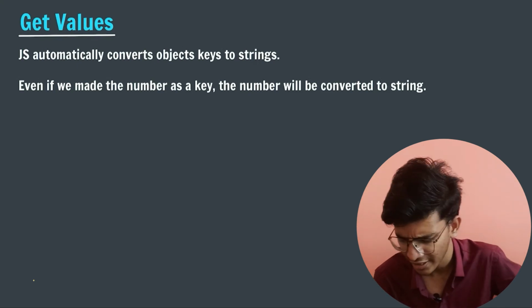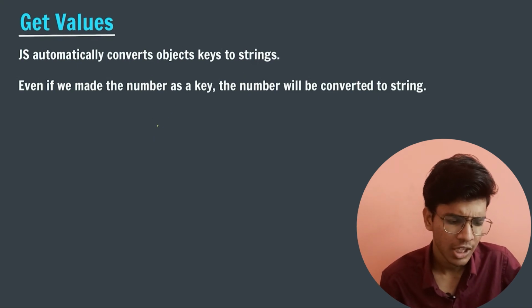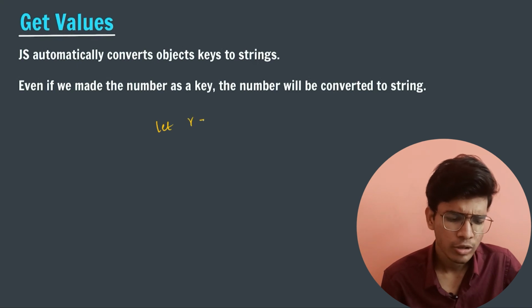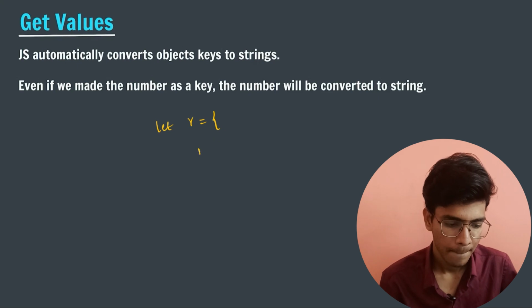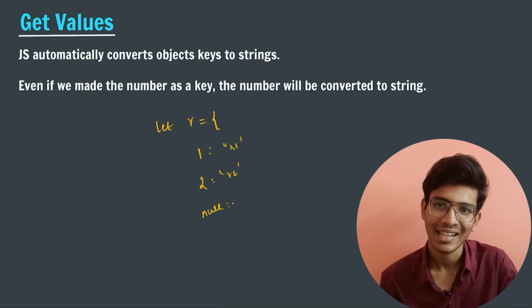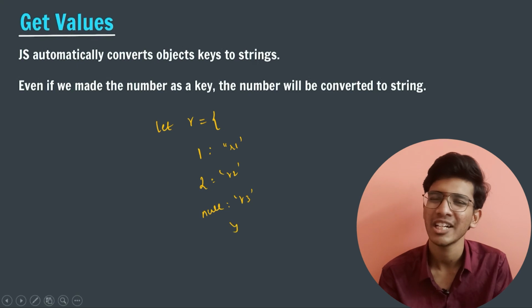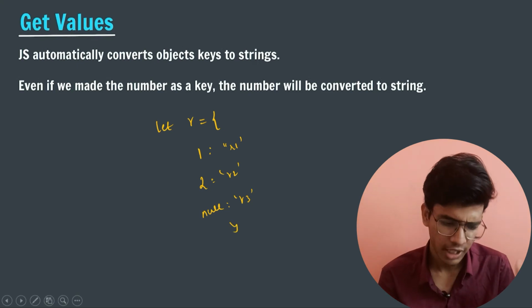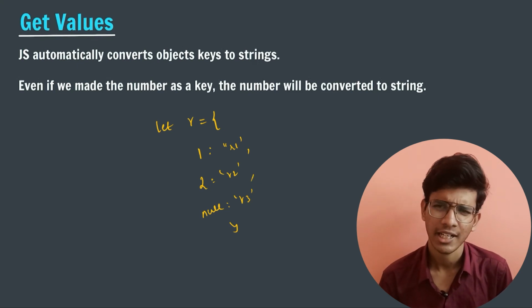Let's say I'm creating some random object, r is equal to, and inside that I'm giving numbers as my keys, like 1 with the value r1, 2 with the value r2, and null with the value r3. We already know what null is: null means nothing. Okay, we have created this random object.